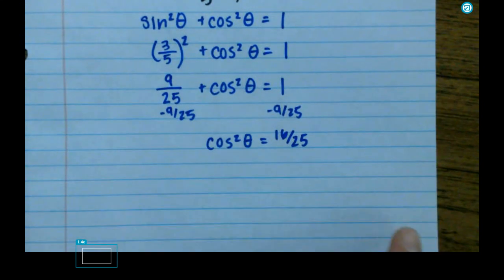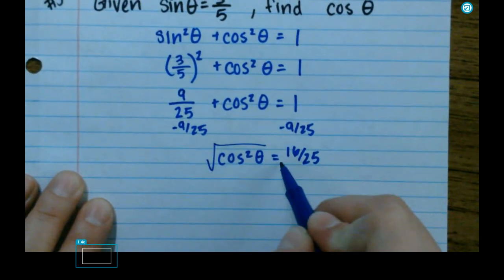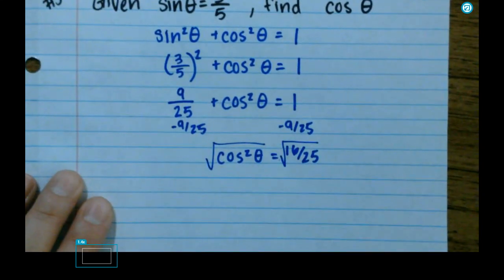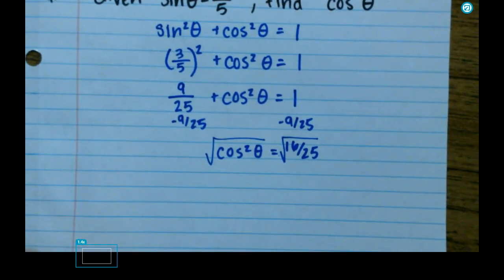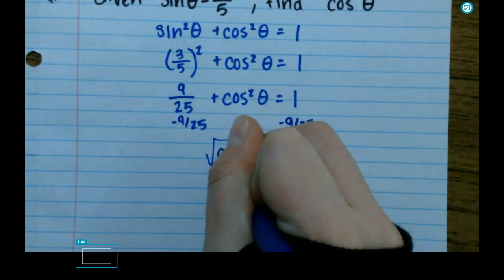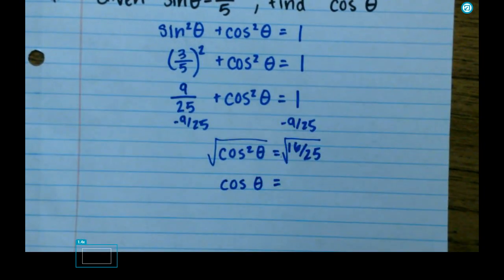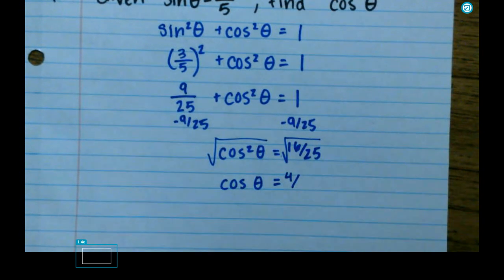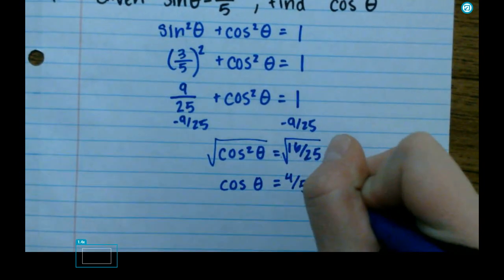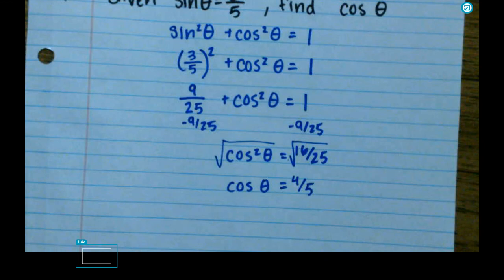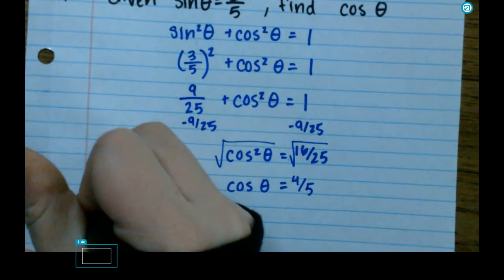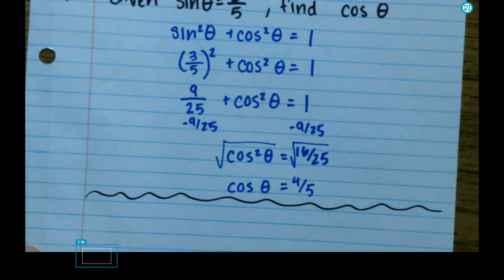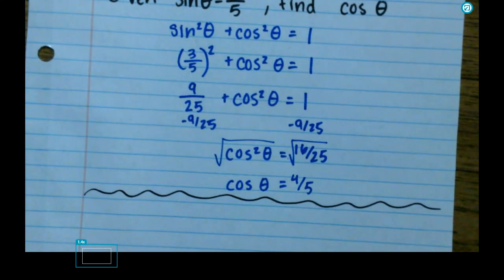And then to find cosine, I would square root both sides. 16 and 25 are both perfect squares. If they were not both perfect squares, you would leave it under a square root if it's asking for an exact answer. So cosine of theta, square root of 16 is 4. Square root of 25 is 5. If it was, let's say, 17 over 25, you would just do radical 17 over 5. Just take the square root if you're able. If you're not, don't worry about it. Leave it under a square root.